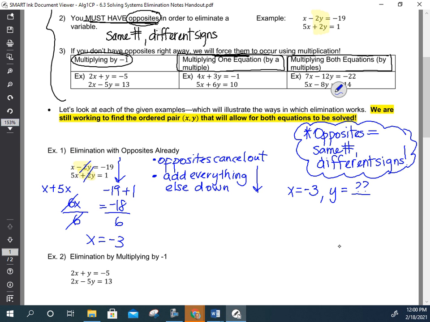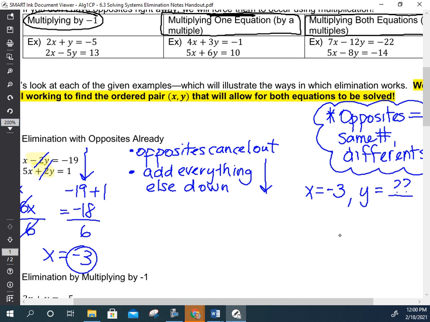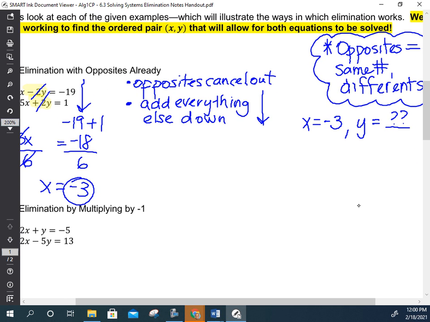Plug x into one equation. So take your x value and put it into one of the two equations. Does it matter which one you put it into? No. So I'm going to pick the first equation because I felt like it. First equation was x minus 2y equals negative 19. So take negative 3 and plug it in.